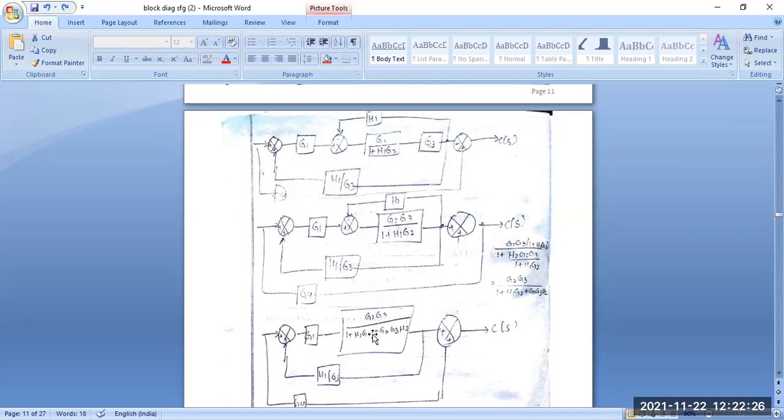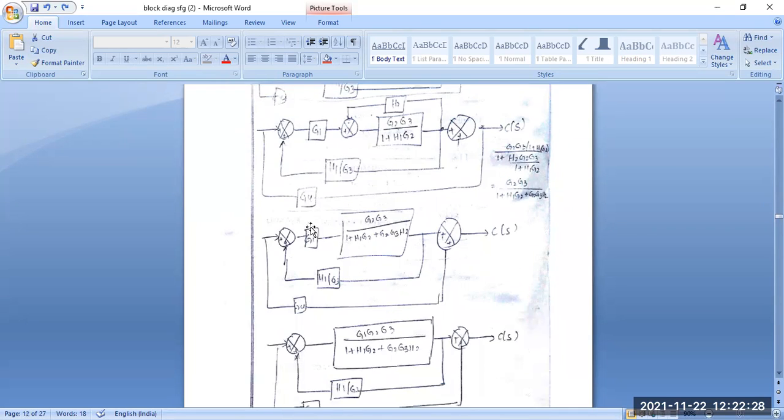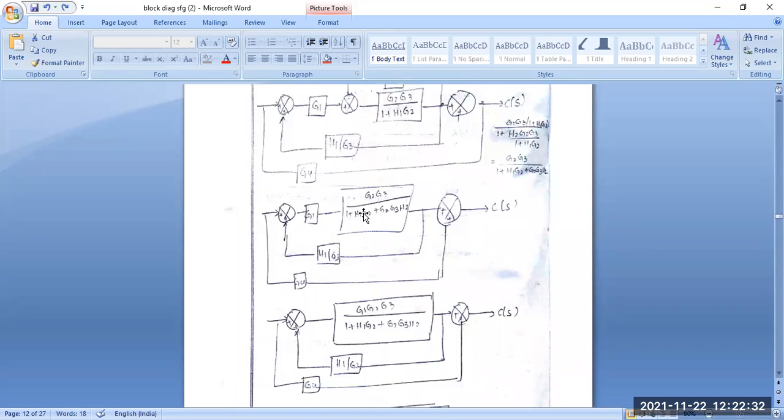Next step, we have to cascade this block. That means G1 and these blocks also, you have to cascade this system. The equation is coming, and the other part is also the same. Here you can see there are no changes, but this block and this block are combined. That means G1 G2 G3 is the numerator, and the denominator part is also the same, that is 1 plus H1 G2 plus G2 G3 H2.